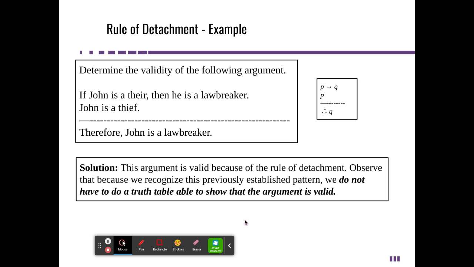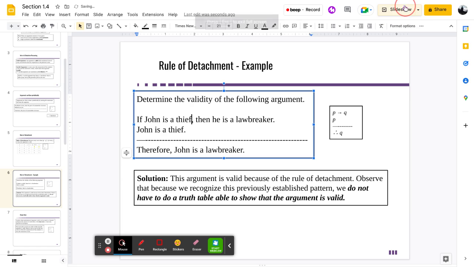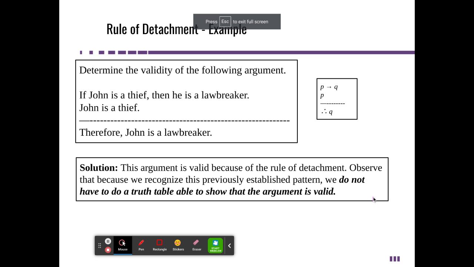All right. So let's determine the validity of the following argument. If John is a thief, then he is a lawbreaker. So that's our first premise, right? So that's the if P then Q. John is a thief. That's P. Therefore, John is a lawbreaker.